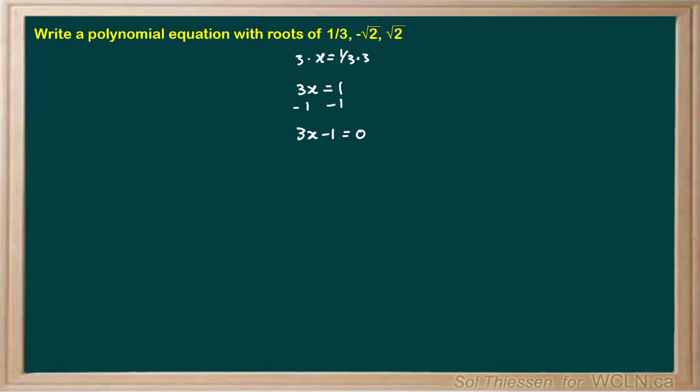You can see that if we substitute 1/3 in for x in this factor, we'll have 3 times a third, which is 1, minus 1, which does give us 0. So this is one factor of our polynomial.